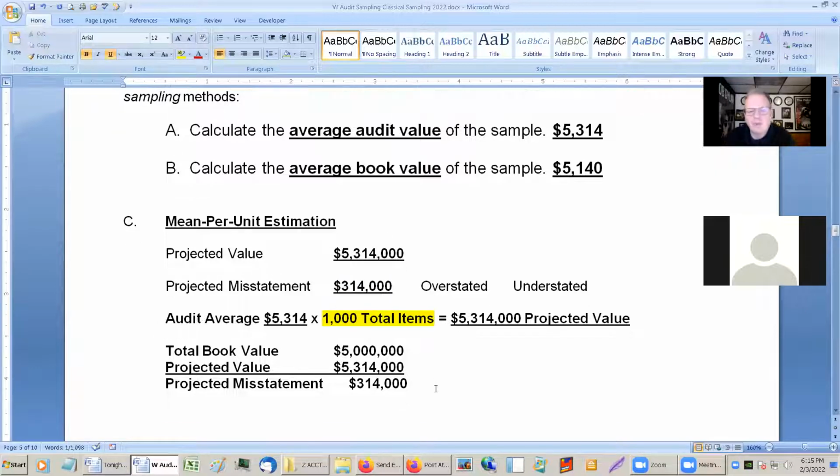Okay. So we project a misstatement of 314,000. Is that an overstatement or an understatement? Understatement. Good. We think it should be 5,314,000. They only have 5 million, so they're understating the accounts payable.